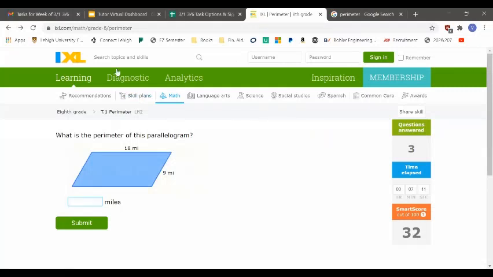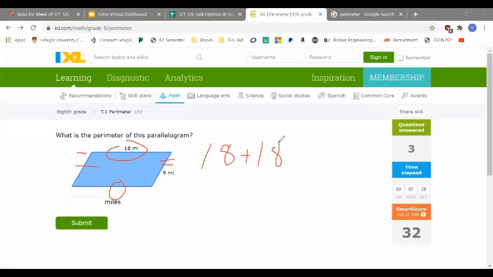And the next one. This shape is kind of weird. This is called a parallelogram, but it's just like a rectangle, just a little squished. Just like a rectangle, the top and bottoms are equal, and then the sides are equal. So to find the perimeter, it's 18 plus 18 plus 9 plus 9. Or you can also do, because you know these sides are equal, 2 times 18 plus 9. You can do this for the rectangle also.